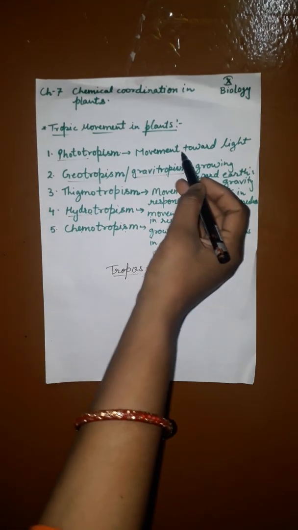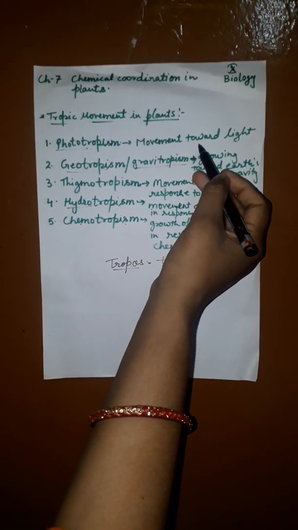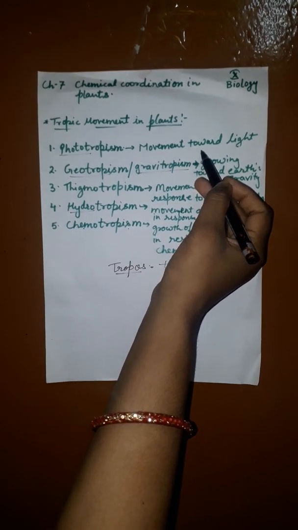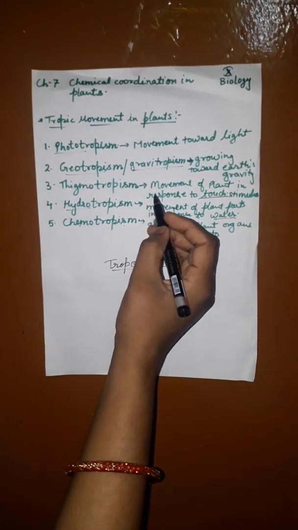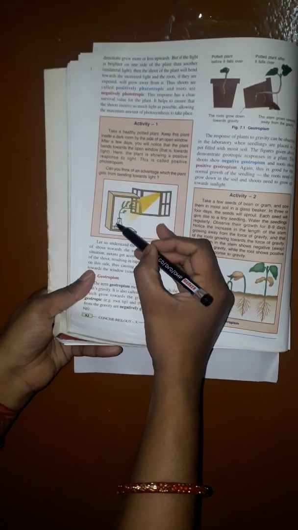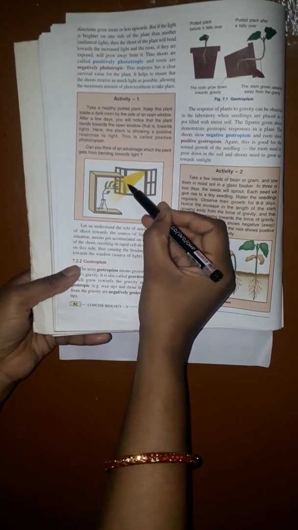First is phototropism. Phototropism means movement towards the light. The plant grows in light, illuminating them from all directions, grow more or less upward. See in this figure, this is a potted plant. It bends towards the light. Light comes from this window.